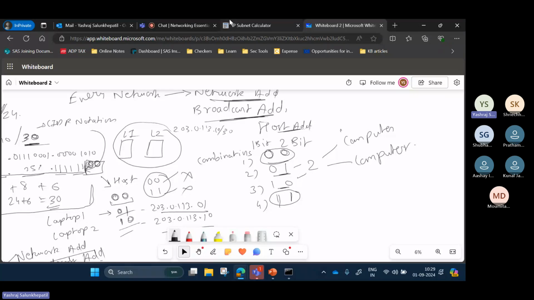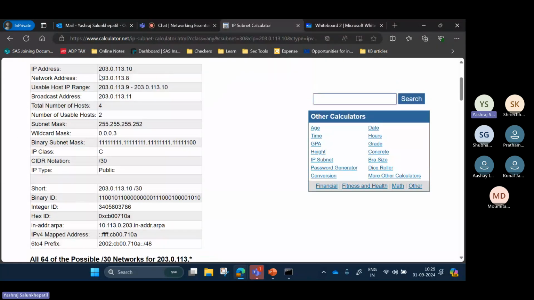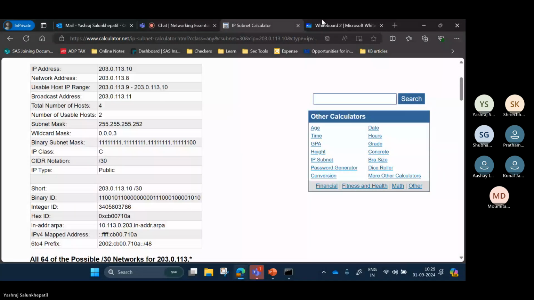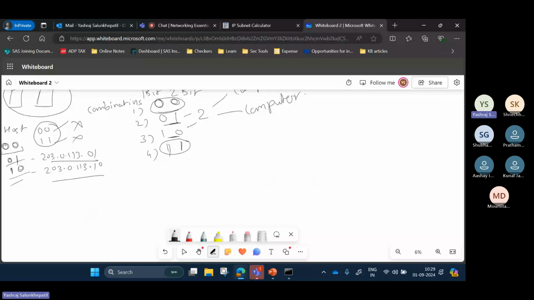Let's go back to our calculation. अब देखो नेटवर्क एड्रेस इसमें लिखा है. So network address is what? Sorry, 203.0.113.8. यूजेबल होस्ट रेंज क्या है? 9 और 10. ब्रॉडकास्ट एड्रेस क्या है? 11. ठीक है. See, ब्रॉडकास्ट एड्रेस 11 और नेटवर्क एड्रेस था, what was the network address? It was 8. Okay.